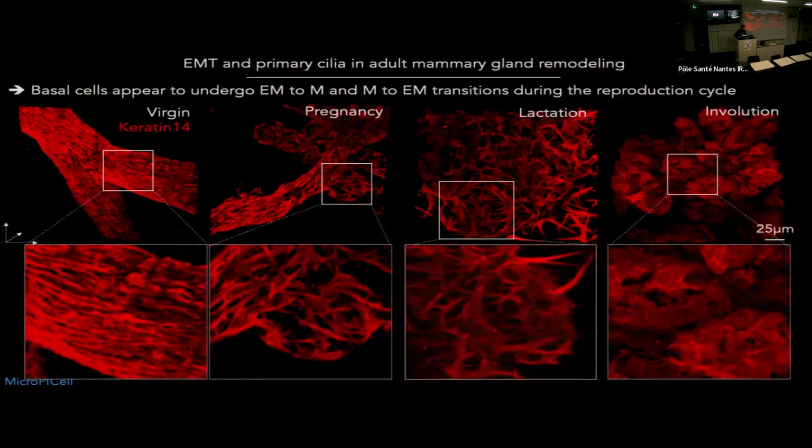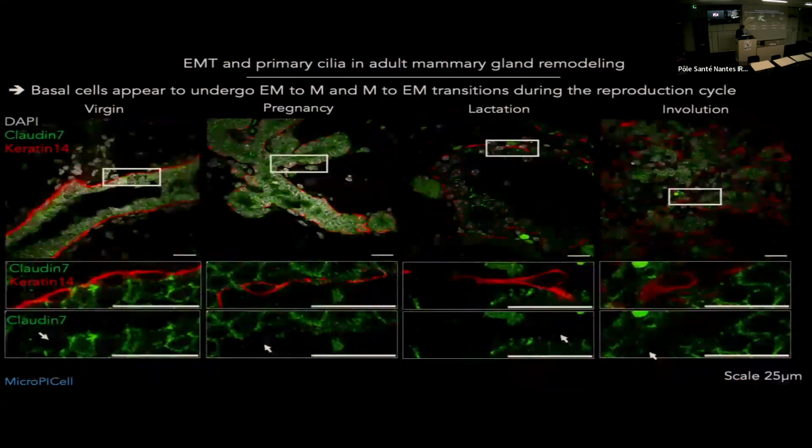And these morphological changes are associated with the loss of an epithelial marker, Claudin 7, progressively from pregnancy to lactation in the basal cells, whereas luminal cells retain this epithelial and cell junction marker, and then it comes back during involution. So this really suggests that basal cells undergo epithelial-to-mesenchymal and mesenchymal-to-epithelial transitions during this cycle.